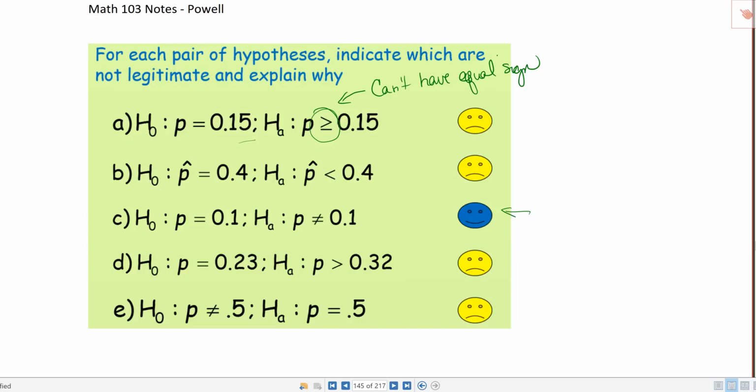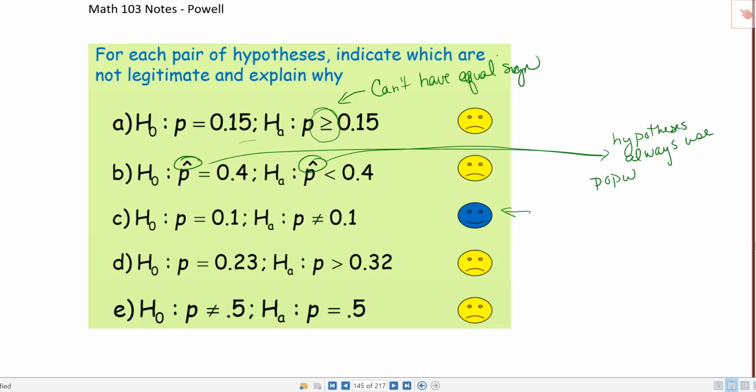In B, we see that the person who wrote these hypotheses is using the sample statistic, and the hypotheses always use the population characteristic. So you should never see those hats on our P's.